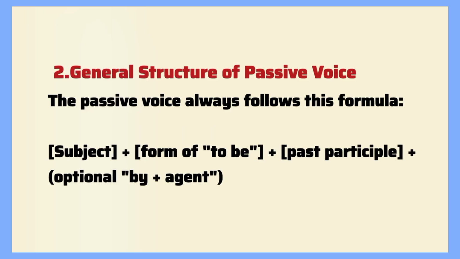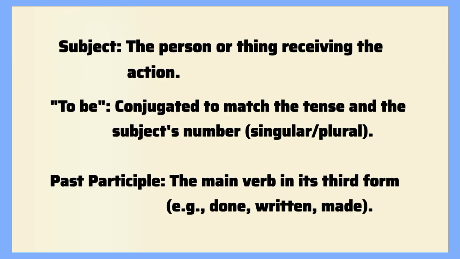2. General structure of passive voice. The passive voice always follows this formula. Subject plus form of "to be" plus past participle plus optional "by" plus agent. Subject, the person or thing receiving the action. To be, conjugated to match the tense and the subject's number, singular or plural. Past participle, the main verb in its third form, e.g., done, written, made.